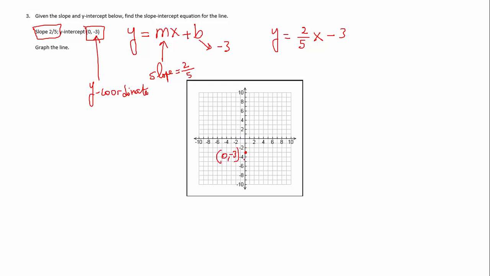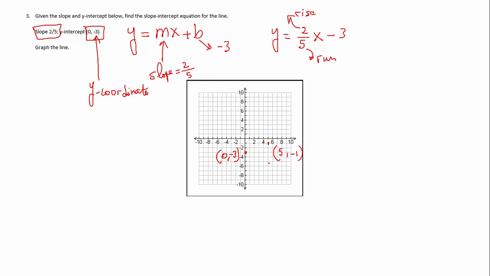It's always on the y-axis. The rise is 2. This is called the rise. And this is called the run. So I'm going to rise from this point. I'm going to rise up 2 and then right 5. 1, 2, 3, 4, 5. And this is the other point. And if you read this point, it's going to be 5 on the x-axis and -1 on the y-axis.